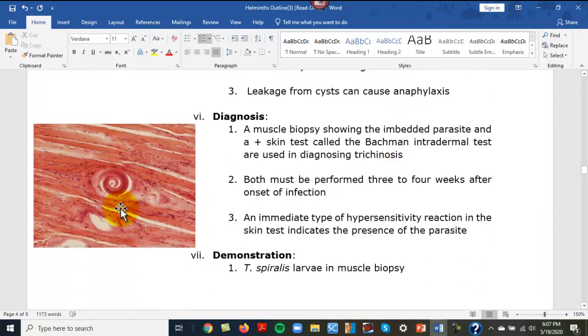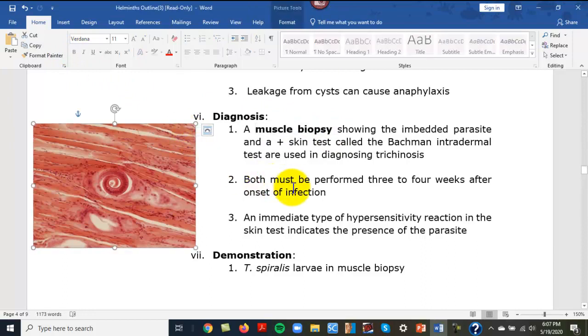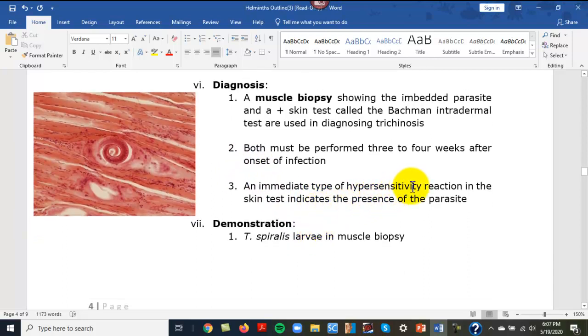So this is a muscle. If you've taken anatomy and physiology, this is some skeletal muscle, and that's the little cyst right there. They don't form a worm in us. They form these cysts like that. So how do you diagnose somebody? A muscle biopsy is the main way, showing the embedded parasite, plus a skin test, which is kind of like the old tuberculosis test. They inject something under the skin and see what happens. An immediate type of hypersensitivity reaction to the skin test indicates the presence of the parasite. That's how you diagnose Trichinella spiralis. Well, this is the larvae inside of a muscle.